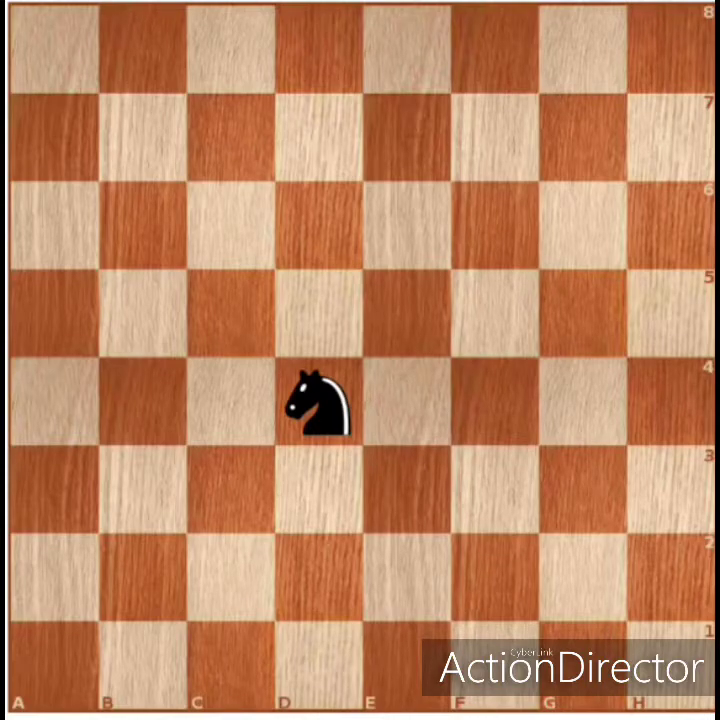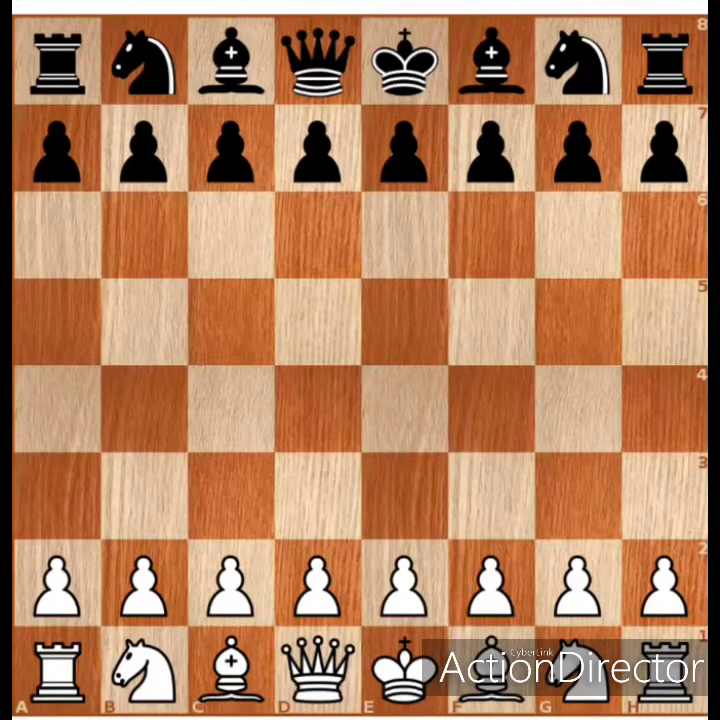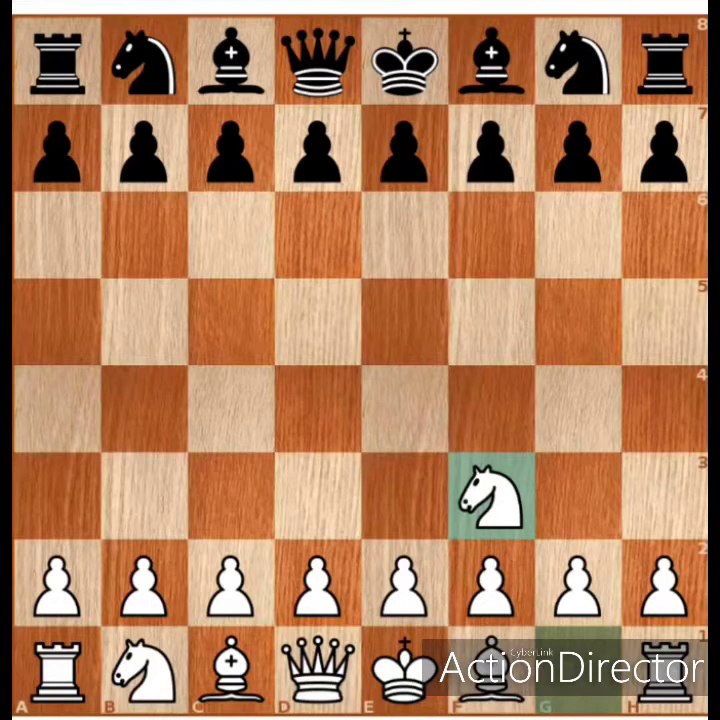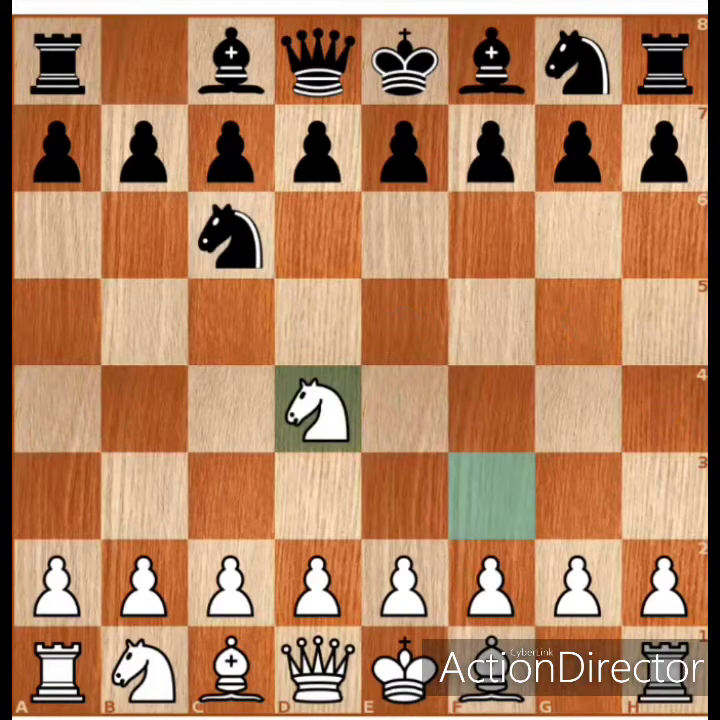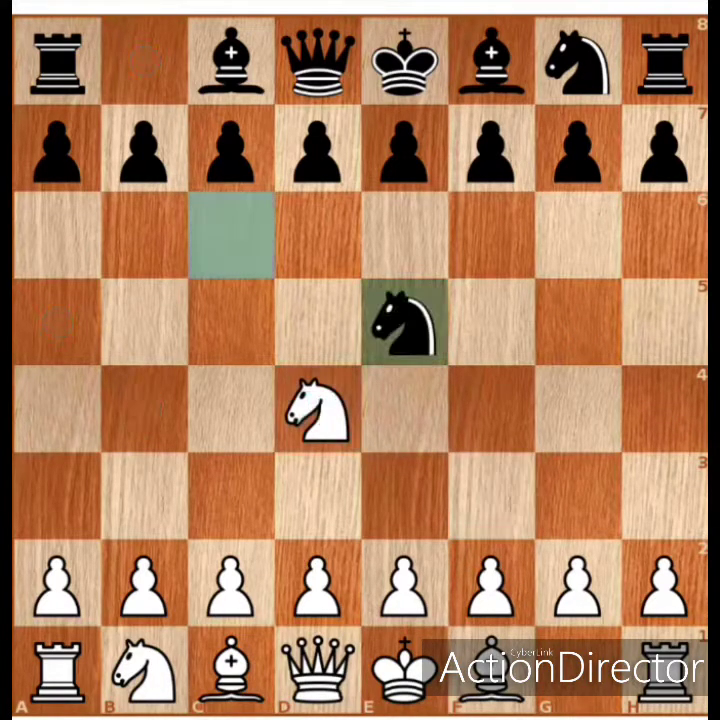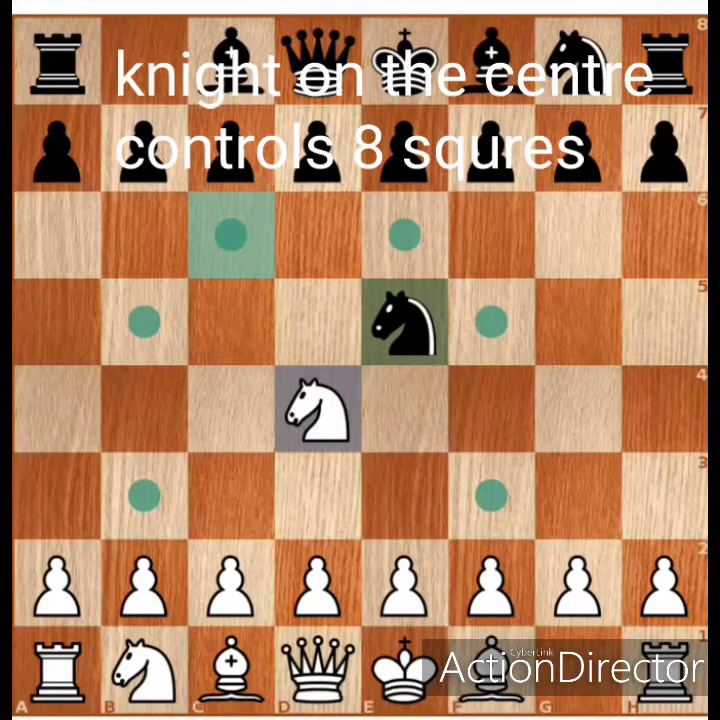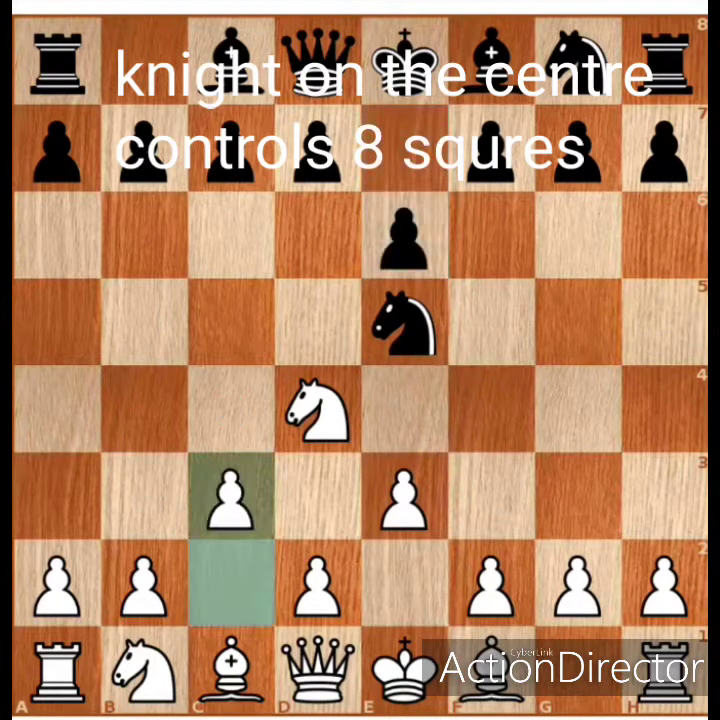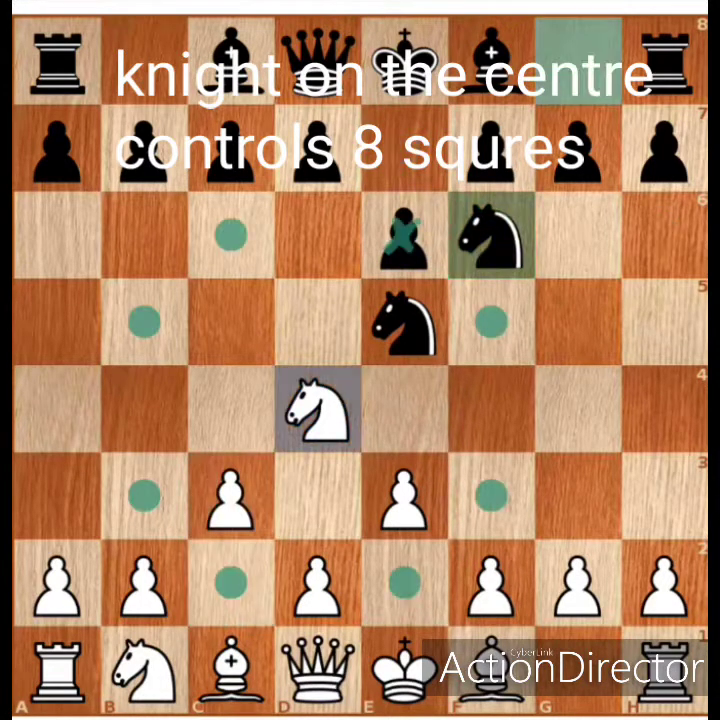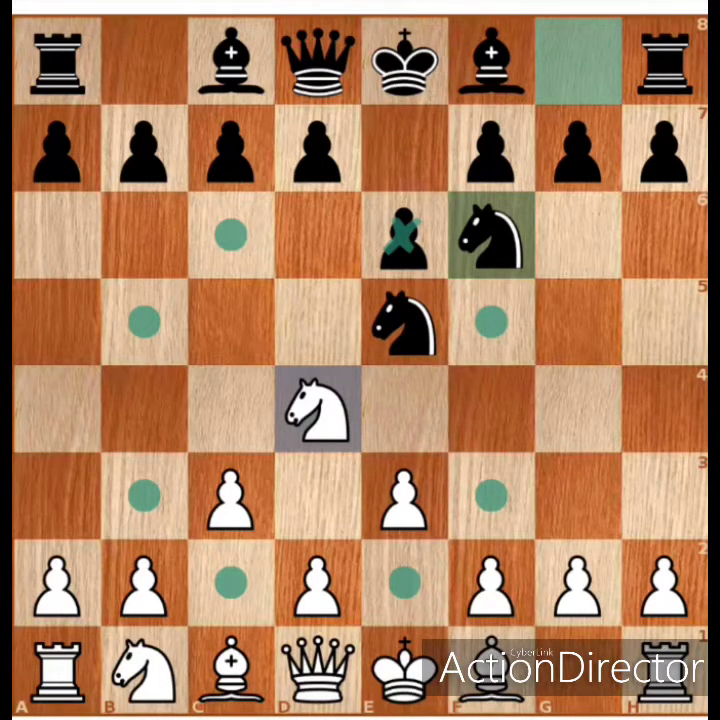Okay, the knight is the trickiest piece on the board. When the knight comes from its initial square, it is only allowed to move to 2 squares, but when the knight is on a central square, you can see the white knight can go to a lot of squares. If I move these 2 pawns, you can see better. Now see the central knight, how many squares can it go to? 2, 4, 6, 8. It can control 8 squares.